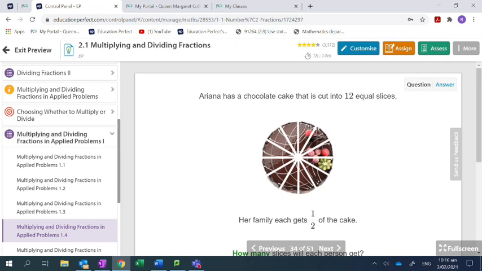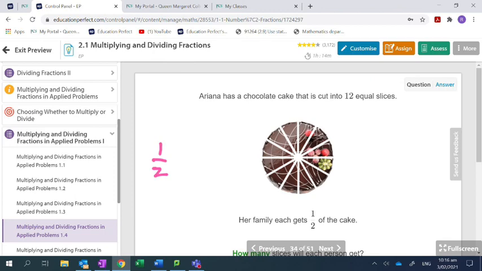Now, there can't be more than 2 of them if they're going to get half each, right? And nobody's going to give you half a cake. So it's really not half of the cake, but half of the 12 slices, right? So that's what we're trying to find. If they're going to get half of the 12 slices. Now, this one's easy. You don't have to do any math, but we're going to anyway.